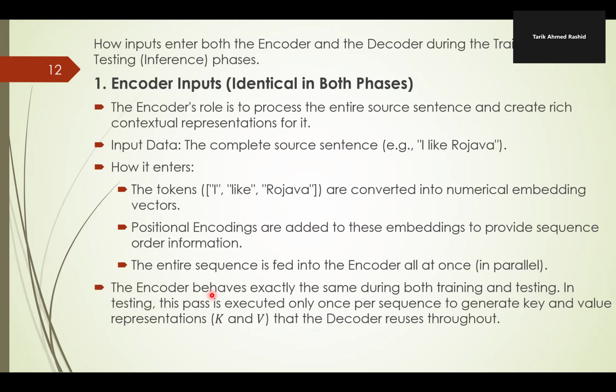So it will be in parallel, fed the whole sentence. In testing, this pass is executed only once per sequence to generate K values and V values, okay? That's what we said, that the decoder uses these values.